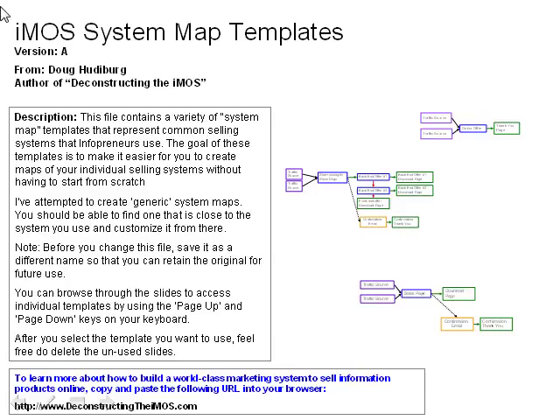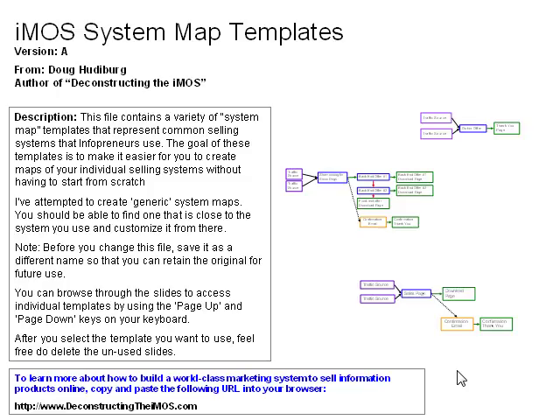I'm the author of Deconstructing the IMOS, which is an ebook that demystifies the marketing ideas and marketing concepts behind the most successful information marketing systems online. What I want to talk about here is the IMOS system map templates, and these templates are available to you if you don't have them already, and I'll give you that address in a second here. But first, I'm going to give you a tour of the template file.